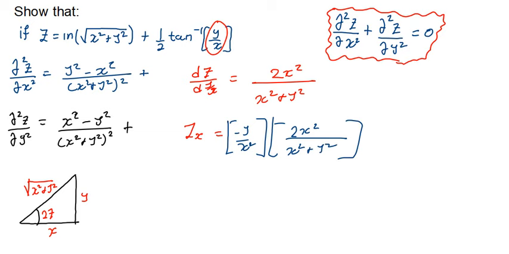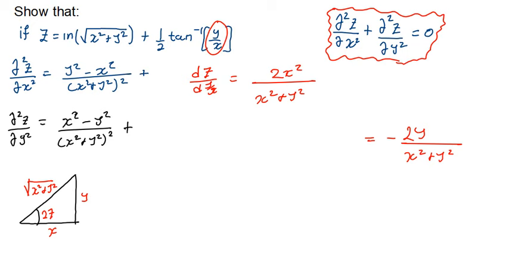So now, this goes and that goes. So what I remain with is minus y over x squared plus y squared. No, we still have a 2. Yeah, that would be a 2 right there, this 2 that is here. So that's just the first derivative.